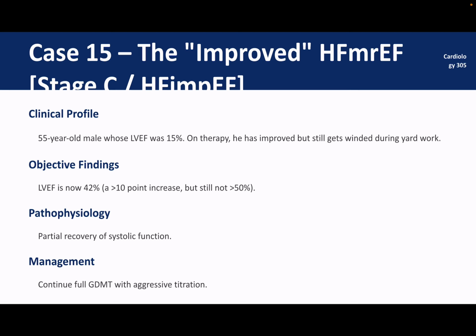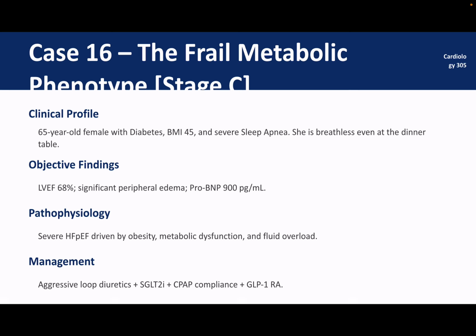Case 15. The improved heart failure with mildly reduced EF, stage C. EF from 15% to 42%, partial recovery. Still heart failure with improved EF territory. Continue full GDMT and titrate aggressively. The frail metabolic phenotype, stage C: severe obesity, heart failure with preserved EF with diabetes, obstructive sleep apnea, breathless at rest, high BNP. Aggressive decongestion plus SGLT2 inhibitors plus GLP-1 RA plus CPAP. Multifactorial attack needed.